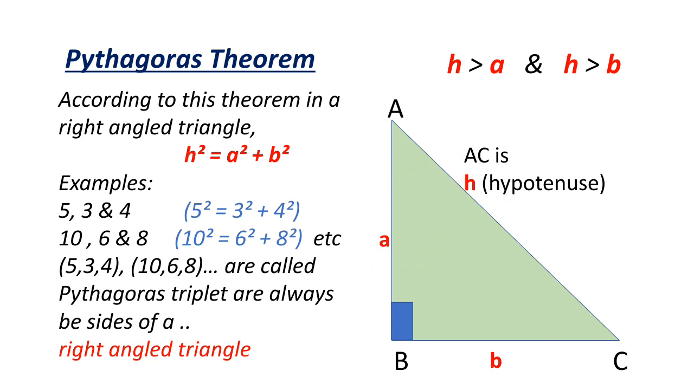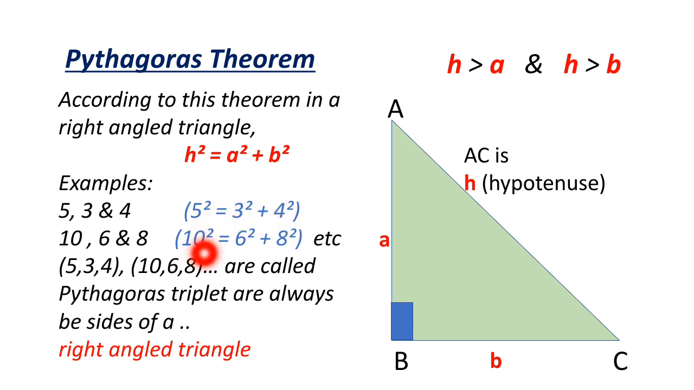So we have some examples. If we have the lengths of the three sides as 5, 3 and 4, then we can easily see here, 5 square is equal to 3 square plus 4 square. 5 square means 25, 3 square means 9 and 4 square means 16. So if we add those, 9 plus 16 is equal to 25, which is equal to this 5 square.